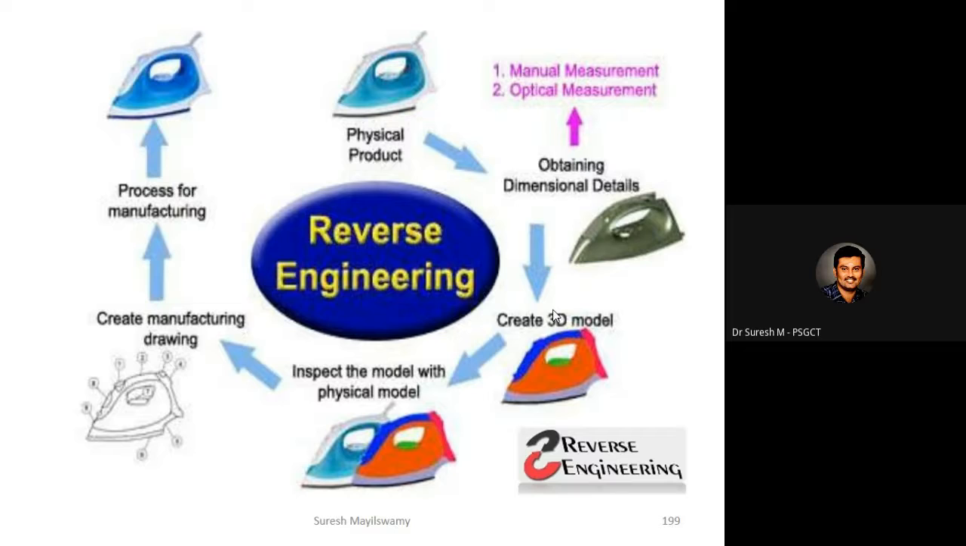How to manufacture, what are the facilities required. Based on that, we can create a model. After that, the process for manufacturing: what are the processes required and which machines are suitable to do the process, so that we can do it in this stage. So finally, we can do the machining operation by using that kind of product.